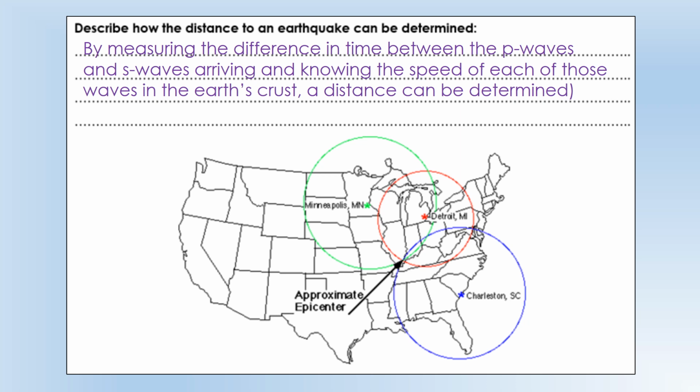And we do the same thing in Detroit, and we do the same thing in Charleston. So we've got three measurements and three circles. So we use a process called triangulation, so essentially using three sets of data. If we find the intersection of their three circles, we can find precisely where the epicenter of our earthquake is. Okay, so that's how we locate earthquakes.